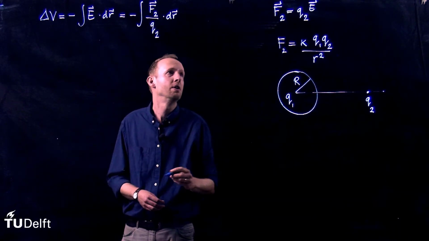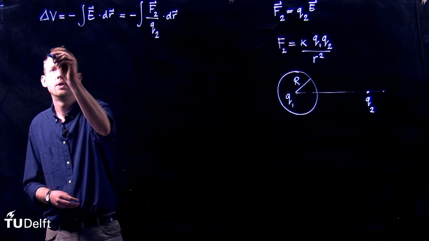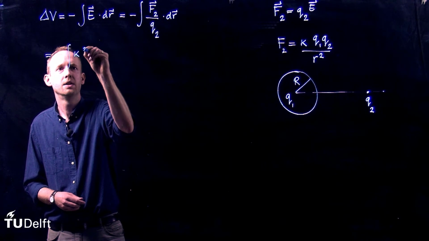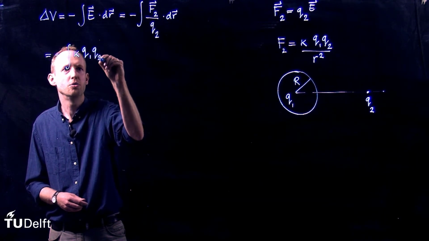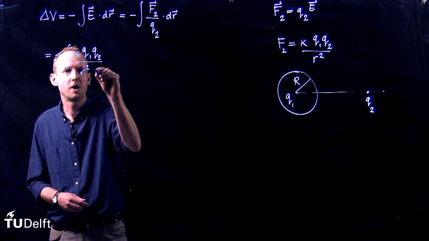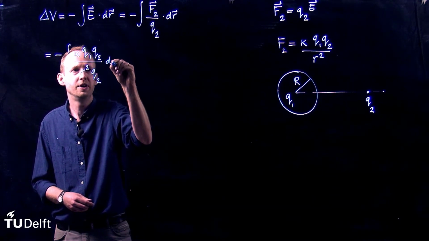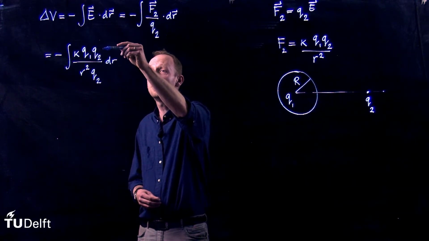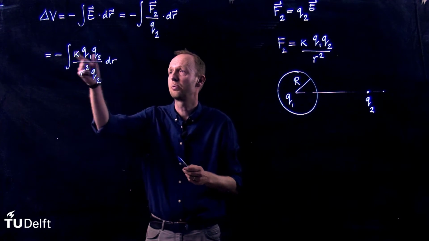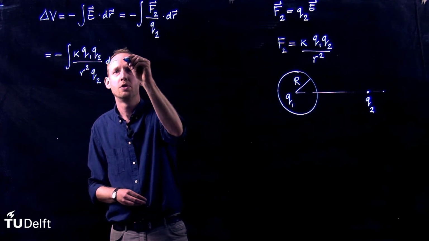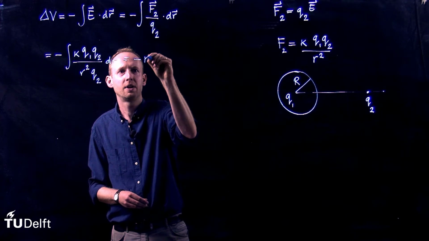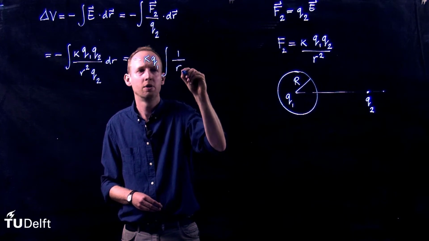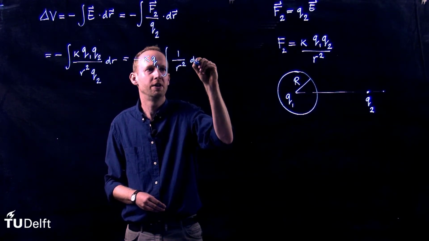So I can rewrite this integral as minus the integral of K Q1 Q2 divided by R squared, divided by Q2, dr. Now since there is a Q2 both in the numerator and the denominator, I can cancel those, and I can also take some constants in front of the integral. So I arrive at minus K Q1 times the integral of 1 over R squared dr.